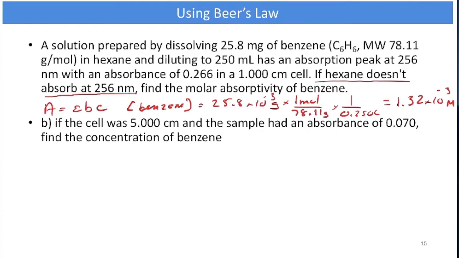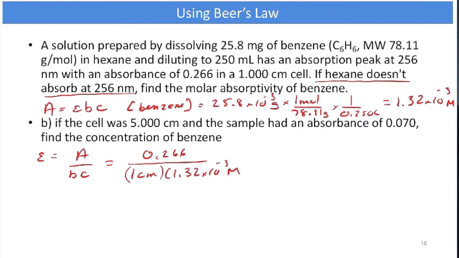So now that we have concentration, we can rearrange Beer's law to solve for epsilon. Epsilon is going to equal absorbance over BC. If we plug in the numbers, we have 0.266 over 1 centimeter multiplied by 1.32 times 10 to the minus 3 molar, and we end up with 201.3. And what are the units? On the bottom of this fraction we have centimeters and molar, so we're going to have centimeters to the minus 1, molar to the minus 1. So there's our epsilon.